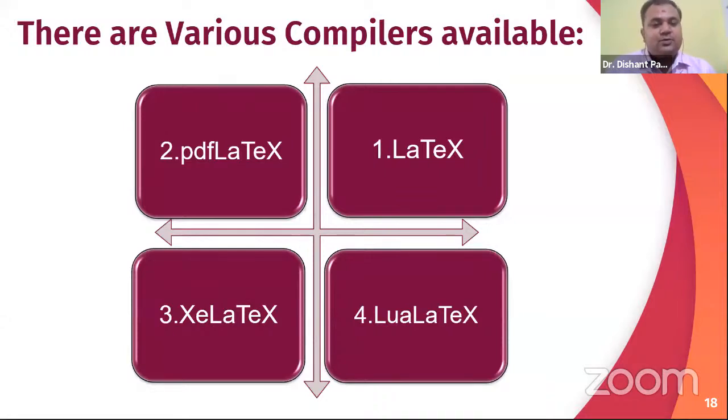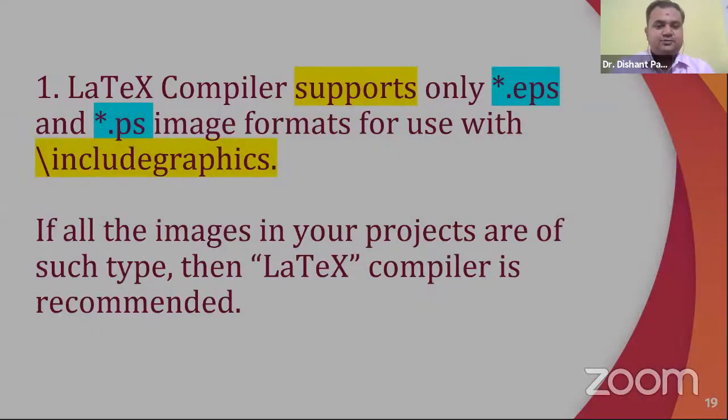Now what about these third and fourth options? In simple language, let me give you one hint: compilers number 3 and 4 have some special properties. These compilers are really useful when you work with special kinds of fonts. For example, if I want to use Kannada or some other Indian language, or maybe some foreign language with different accents, at that time these two compilers will be useful to you. I will show you after a few slides.